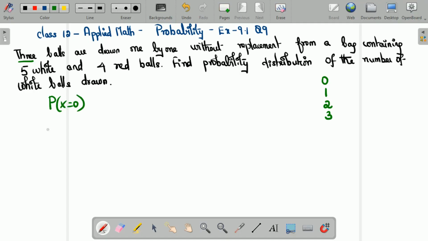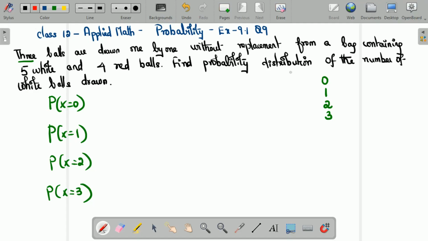So in this case, if we want the probability distribution, we are going to find the probability of X equal to 0, then probability of X equal to 1, probability of X equal to 2, and finally probability of X equal to 3. Then we can box and write it, and thereby we will finish the probability distribution. So now let's take up the probability of X equal to 0.